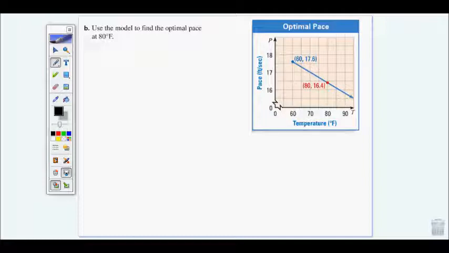Okay, so they could say that you want to know your pace. You remember from the last screen what your slope, your rate of change, was going to be?